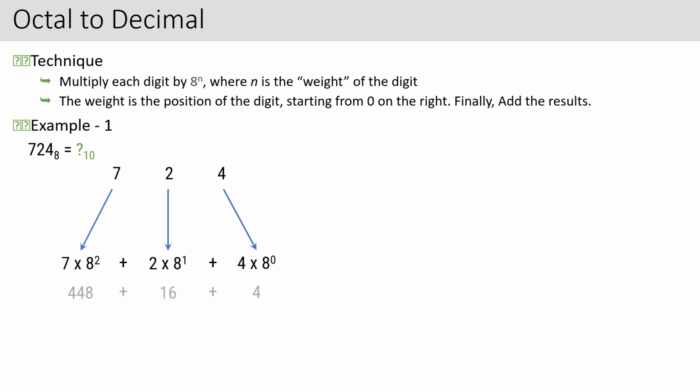So whatever you are getting, 8 to the power 2 into 7, it is 448. 2 into 8 is 16 and 4 into 8 to the power 0. Anything to the power 0 is 1. That means 4 ones are 4. So you add them up. What you are getting? The final value is 468. So what is the decimal equivalent of the octal number 724 to the base 8?